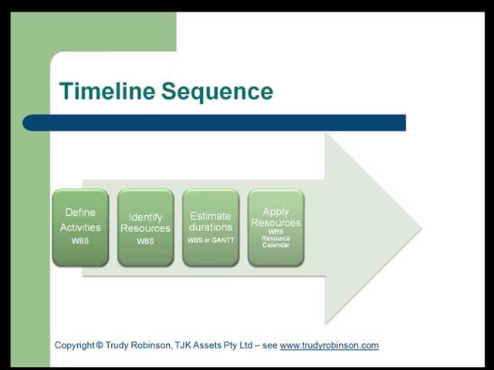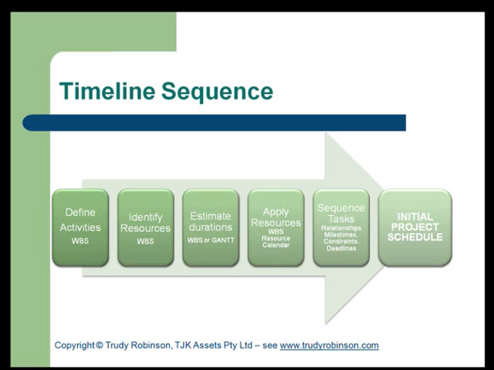The resources would then be applied to the tasks, and then the relationships between the tasks, including successor, predecessor relationships, milestones, constraints and deadlines, etc., which will be covered in further presentations. Once these are undertaken, an initial project schedule will be complete. Of course, we have covered the definition of activities and tasks, the identification of stakeholders and resources, and the application of those to the tasks. These have already been included in the work breakdown structure template.